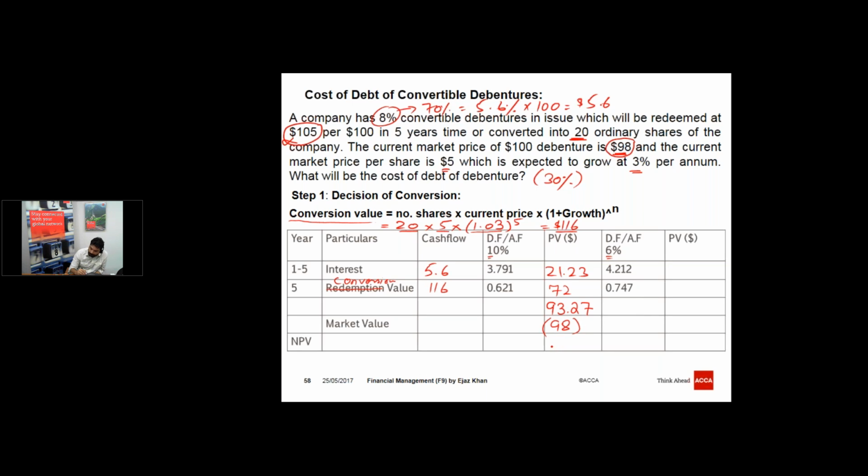So what's the net present value? It's 4.37, right? 4.73. It's 73, right? It's 4.73.